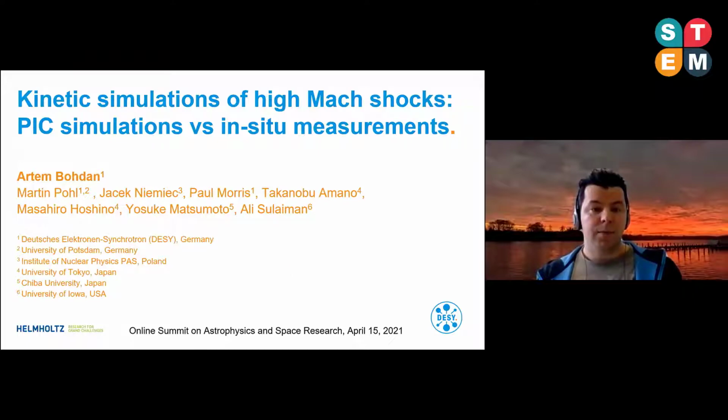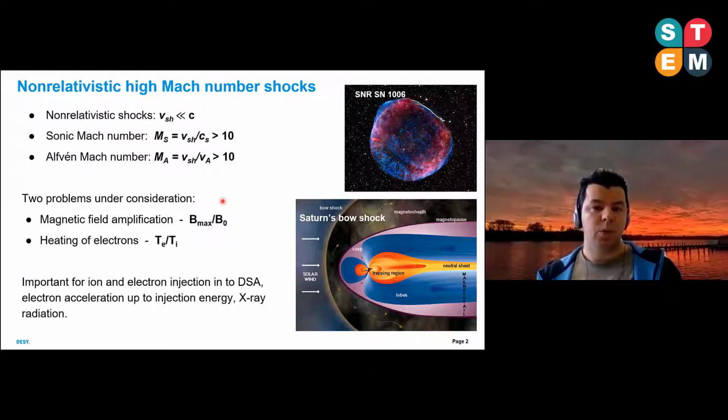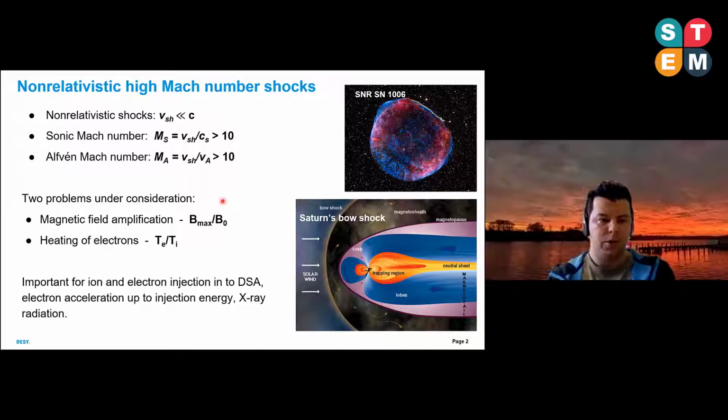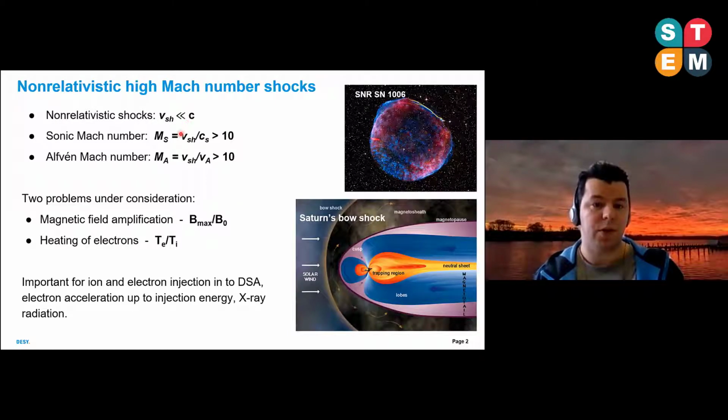First of all, here I want to talk about non-relativistic shocks. It means that the shock propagation speed is much lower than the speed of light, and I'm focusing on high Mach number cases, meaning that both the sonic and Alfvénic Mach numbers are way above 10.